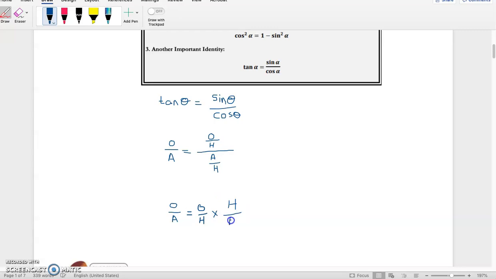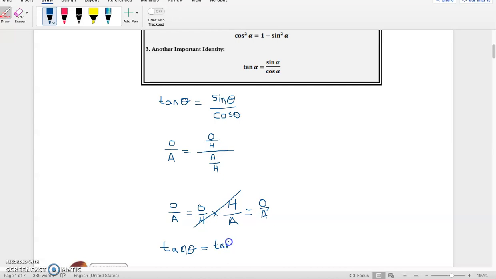All right, and now if you notice, right here we have an h and an h, hypotenuse in the numerator and a hypotenuse in the denominator. Those cancel out, and so what we're left with is opposite over adjacent is equal to opposite over adjacent, right? The left side is now equal to the right side. So tangent, we can change this back, tangent of theta is equal to tan of theta.